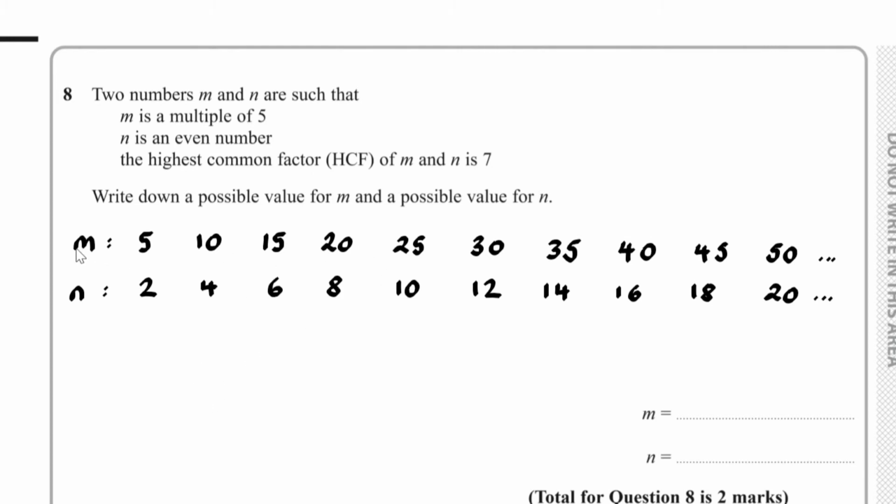Now if I look with the set of numbers for m, you can see that 35 is in the 7 times tables, and if I take a look at the numbers belonging to set n, 14 is also in the 7 times tables, and this will be the highest common factor of both 35 and 14, that's 7. So the highest common factor of both m and n is 7, which means m is 35 and n is 14.